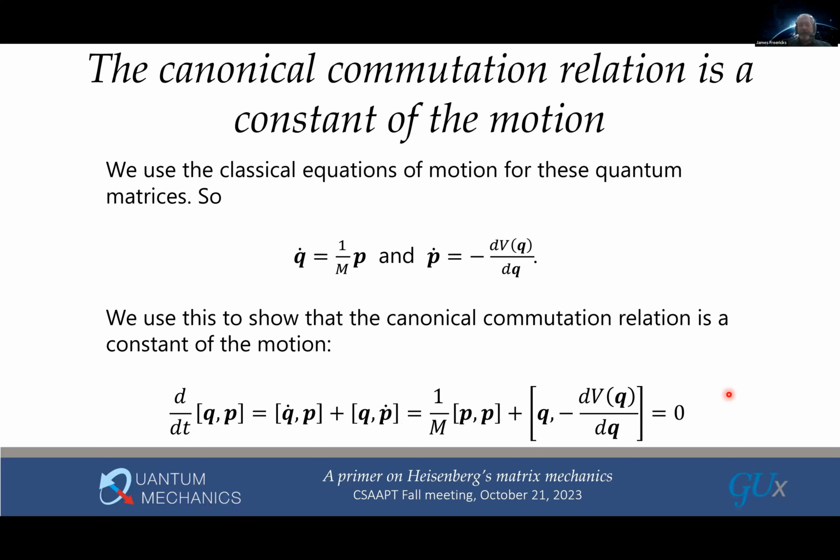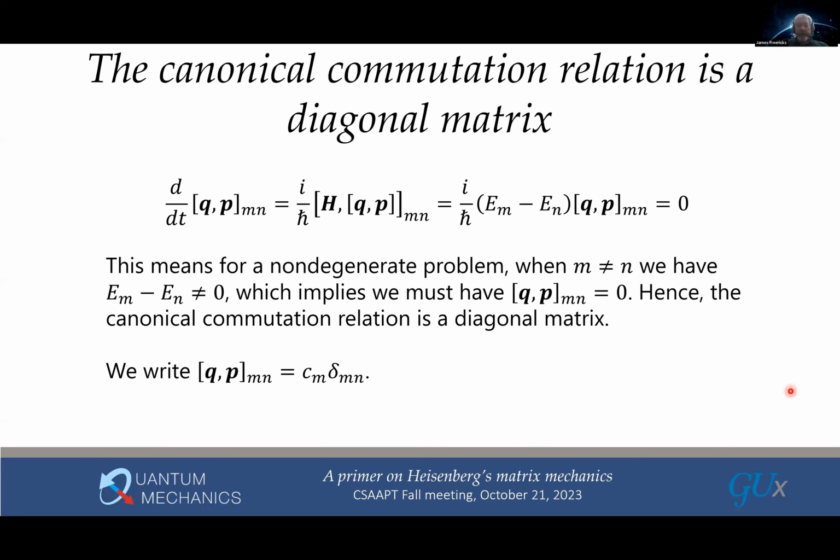It's a constant, okay? We're now going to take this and we're going to use the Heisenberg equation of motion, which replaces d by dt by a commutator with H. So it's also equal to i over h bar commutator of H with QP. But H is a diagonal matrix, so I can just write that out as EM minus EN times QP MN matrix element.